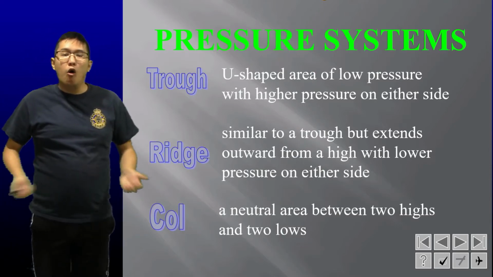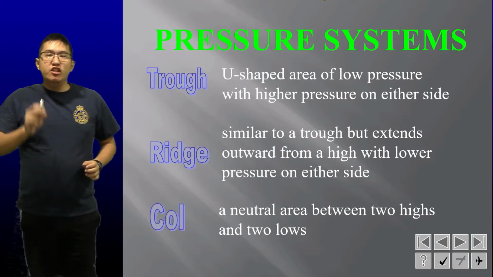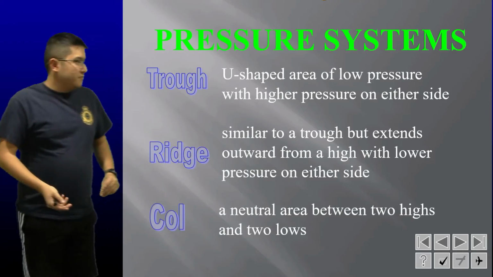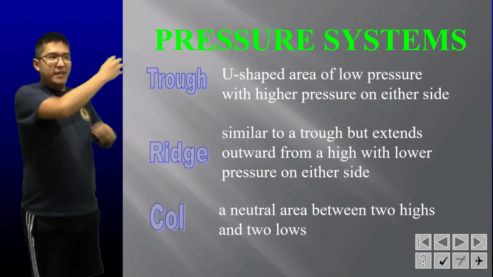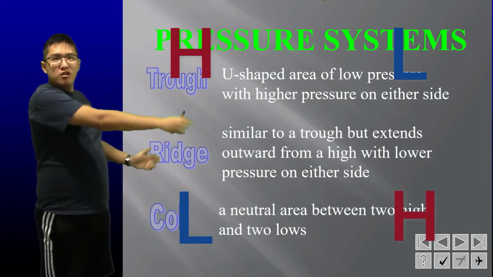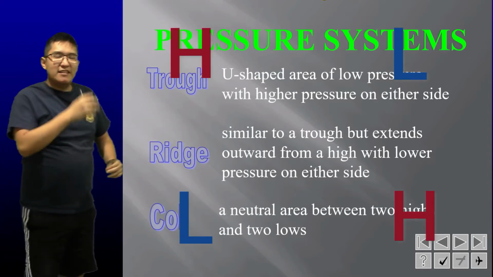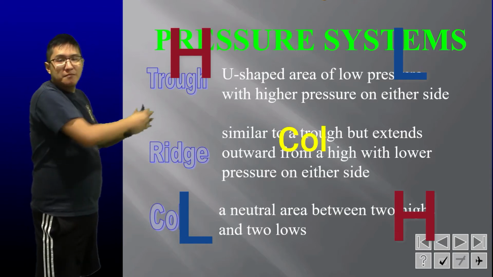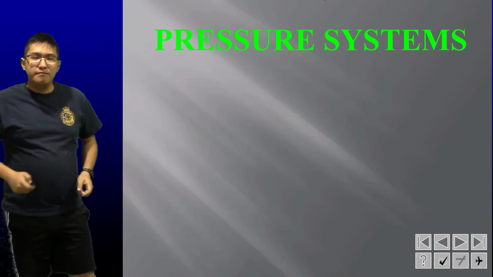Next we have a col. What a col is, is a neutral area between two highs and two lows. So think of the highs and lows being at four corners in a square, and they all kind of balance each other out once you get to the middle of the square, and that's a col.